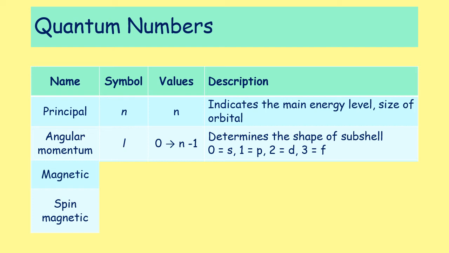Each of the values of l corresponds to a different type of orbital. So if an electron has an angular momentum quantum number of 0, that means it's in an s orbital, of 1, a p orbital, of 2, a d orbital, and of 3, an f orbital.